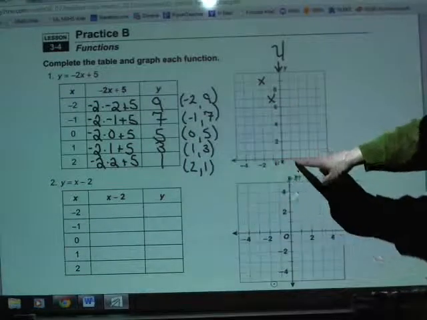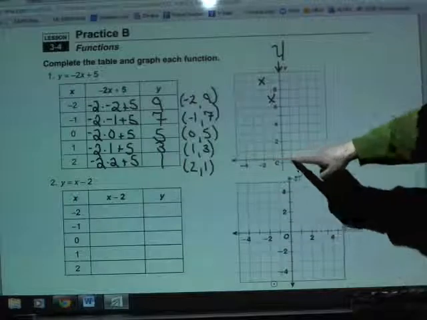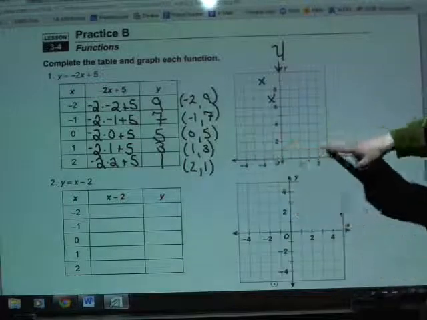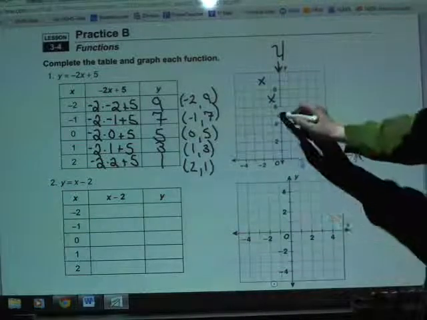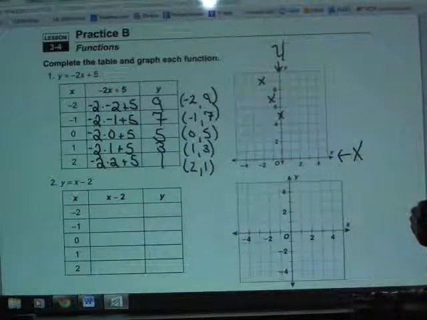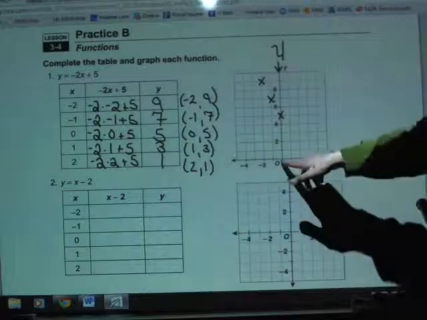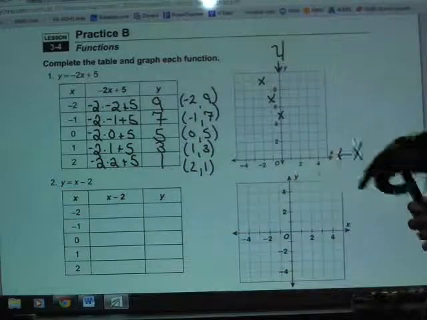(0, 5). Well, since the first number is 0, I'm not going right or left there. Remember, that first number is always the x-axis, the one that goes left to right. And the second number being 5, that means I'm going up to 5. (1, 3). Well, that means from the origin, I'm going to go right 1 and up 3 and put a dot.